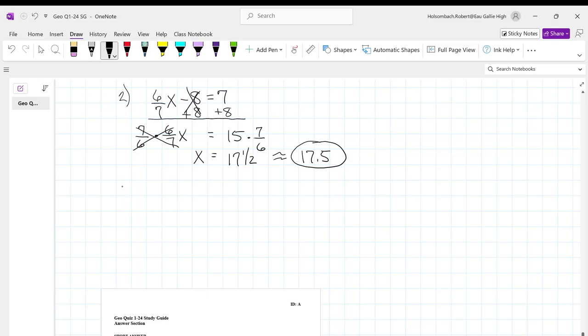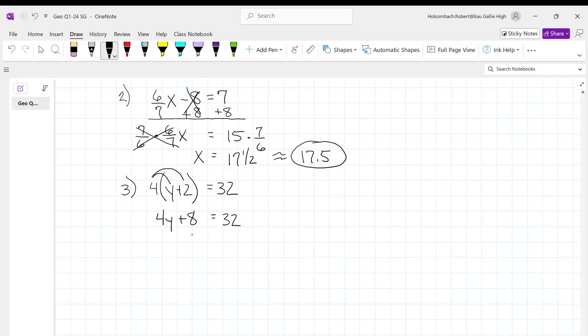All right, problem number 3 is a distributive property problem. So we got 4 times y plus 2 equal to 32. So we got to multiply the 4 times the y and the 4 times the positive 2. So 4 times y is 4y, and 4 times 2 is positive 8. And that's equal to 32. So we're going to subtract 8 from each side. And 4y is equal to 32 minus 8 is 24. Then we're going to divide both sides by 4. And y is equal to 6.